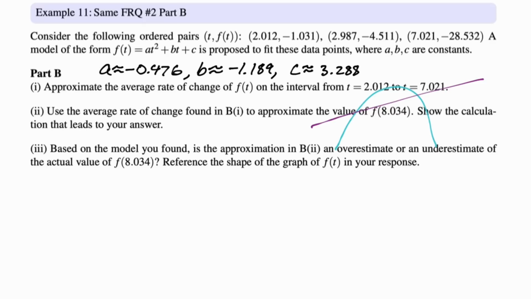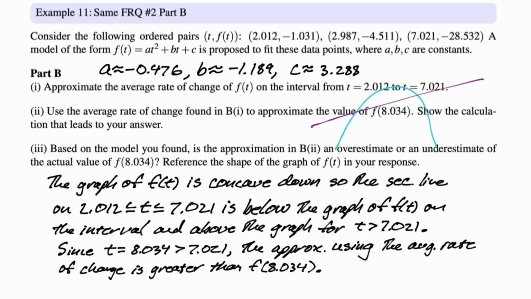So the secant line between the values is below the curve, and then outside of the values, it's above the curve, and that's the key point. So the graph is concave down, so the secant line is below the graph on the interval, and above the graph for t greater than 7.021. Since 8.034 is greater than 7.021, the approximation using the average rate of change is greater than f of 8.034.